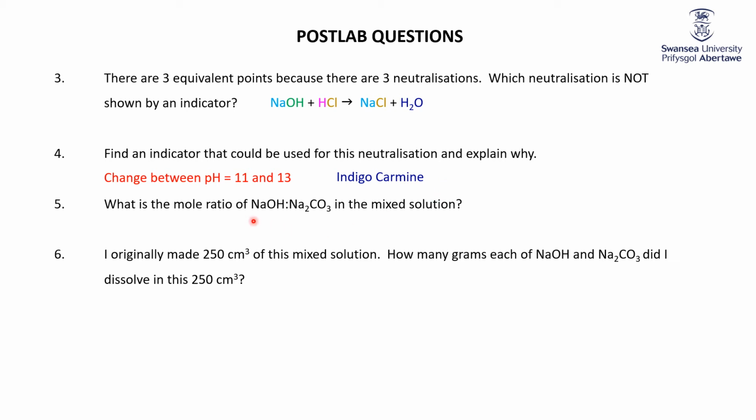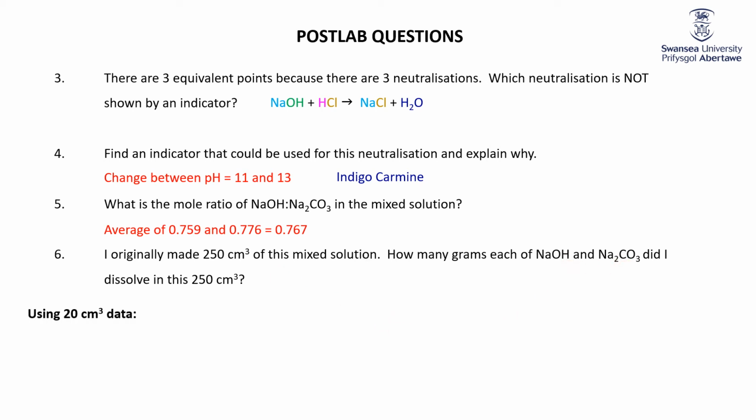Mole ratio of sodium hydroxide to sodium carbonate in a mixed solution. Well, I calculated that from the full data sheet using the 10 cubic centimeter of the mixed solution, it was 0.776. Using the 20 cubic centimeter, it was 0.759, so the average about 0.767 ratio. And now finally, I made 250 cubic centimeters mixed solution. How many grams each of the sodium hydroxide and sodium carbonate did I use?